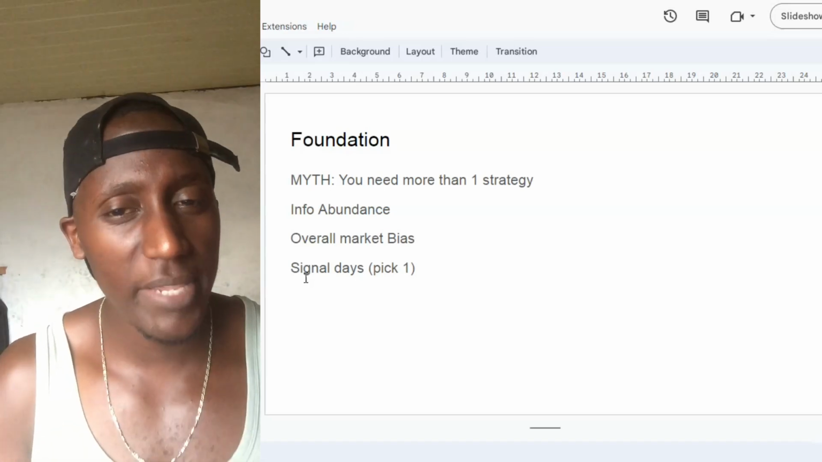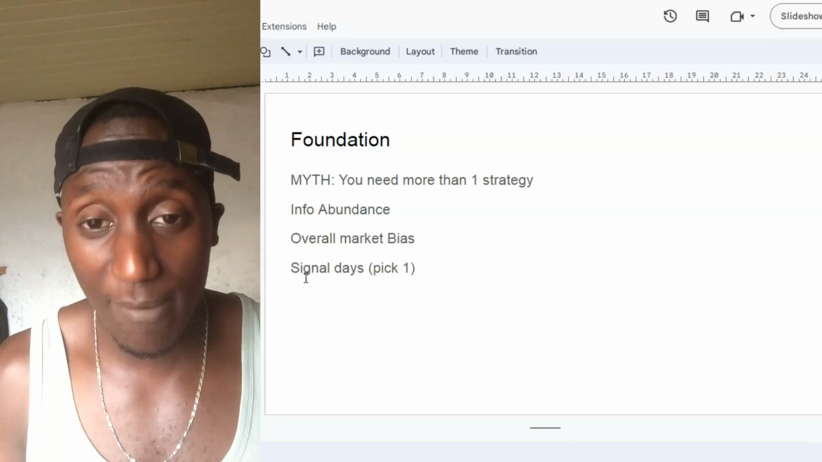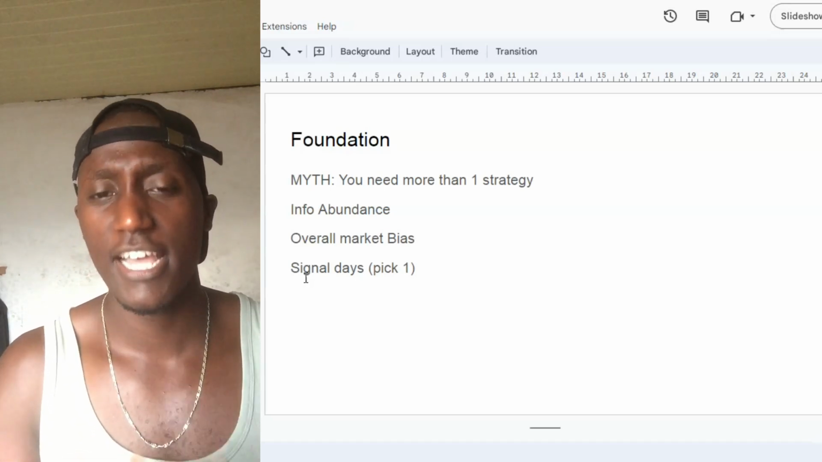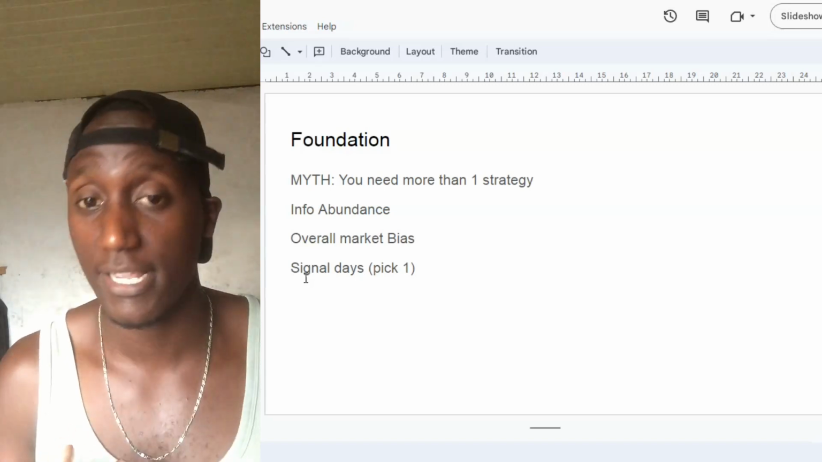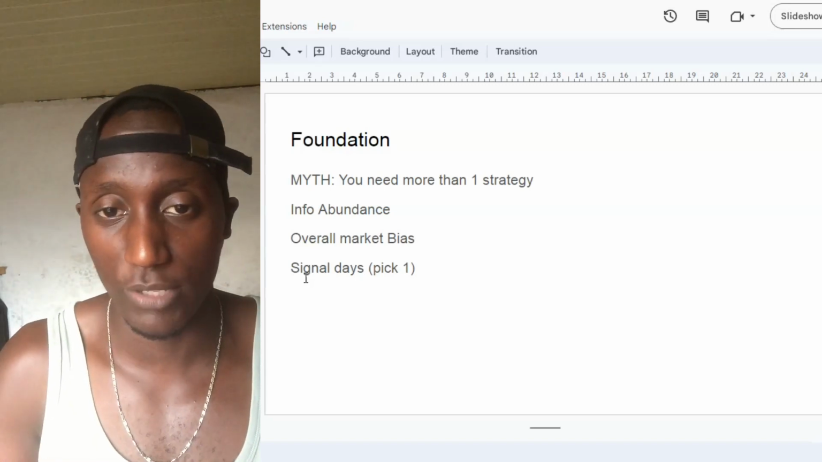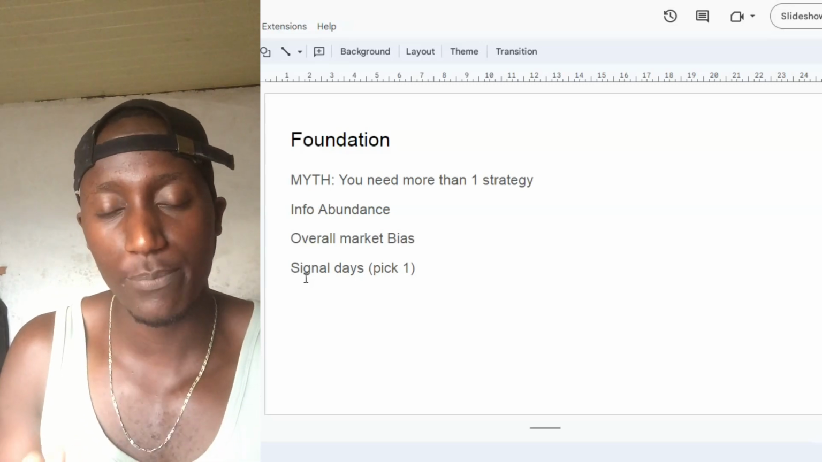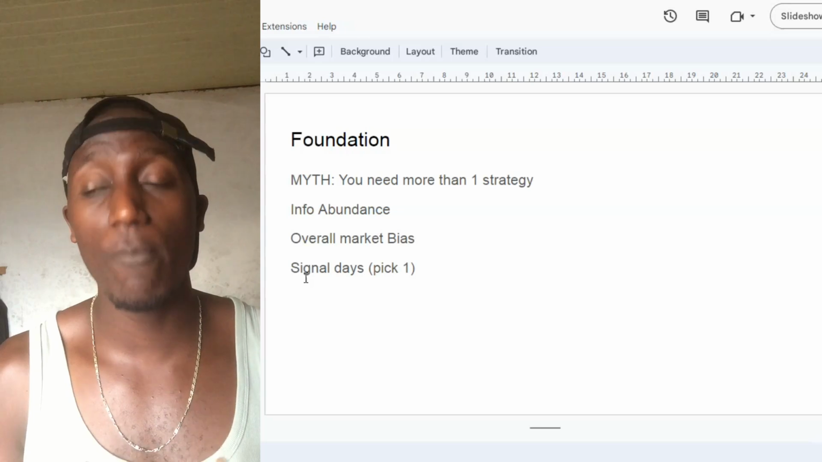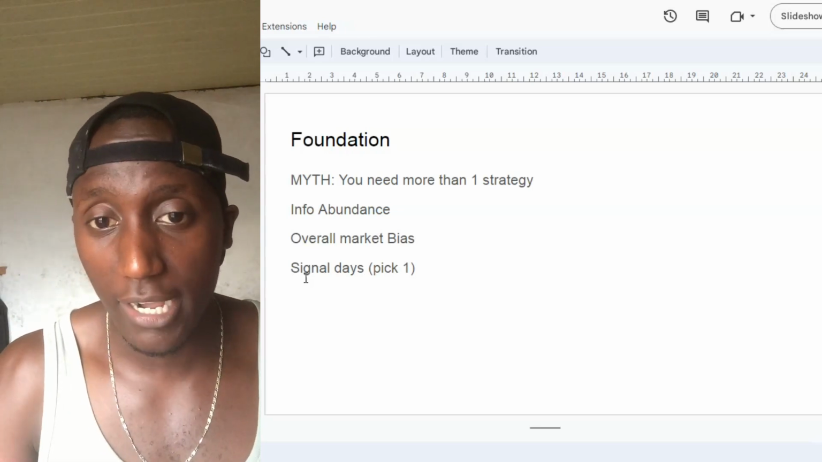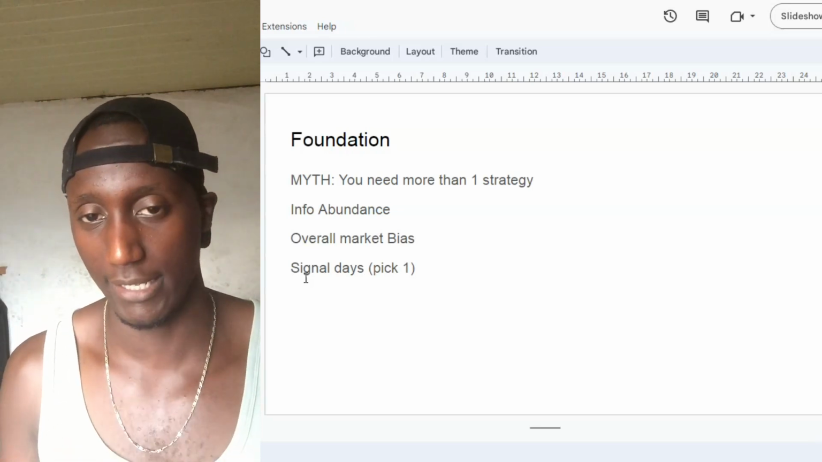Now, the biggest myth that new traders come into the market with is that they need different strategies in order to be profitable in the markets. And this is so much further from the truth. You just need one specific way of analyzing the markets and just stick to it. And for me, I use the failed breakout to know where the market is headed.